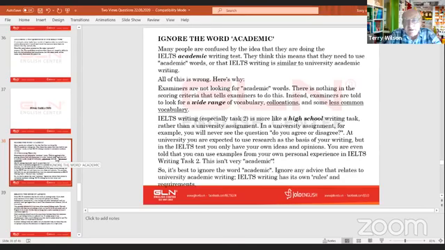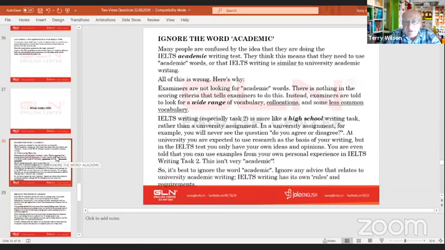Examiners are not looking for academic words. There's nothing in the scoring or marking criteria that tells examiners to do this. Instead, examiners are told to look for a wide range of vocabulary, collocations, and some less common vocabulary. So again, as I mentioned before, IELTS writing, especially Task II, is more like high school writing rather than a university assignment. It's based, as I said, on the GCSE and A-level tests in England.